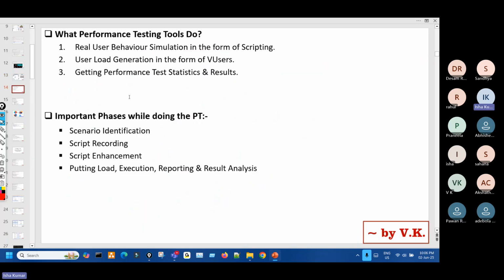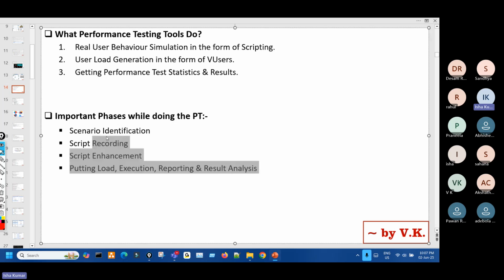So what the performance testing tool can do: real user behavior simulation in the form of scripting, user load generation in the form of virtual users, and getting the performance statistics and results. There are phases, and the important phases of performance testing are like this. Again, we'll be talking about this in detail.